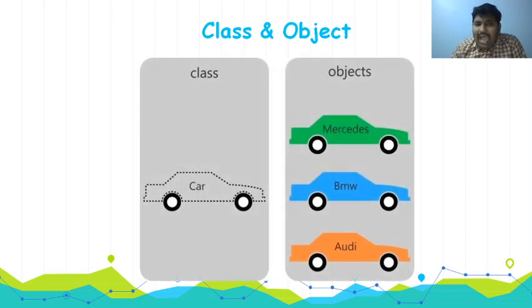Here also, I have a car model. Based upon the model, I created several objects. It may be a Mercedes car, it may be a BMW car, it may be an Audi car, but it should be a car. So what the class car is telling is that a car model should be like this only. Based upon the model, you can create different varieties of cars.